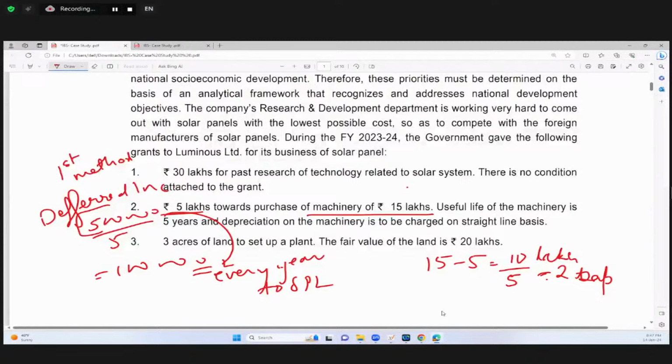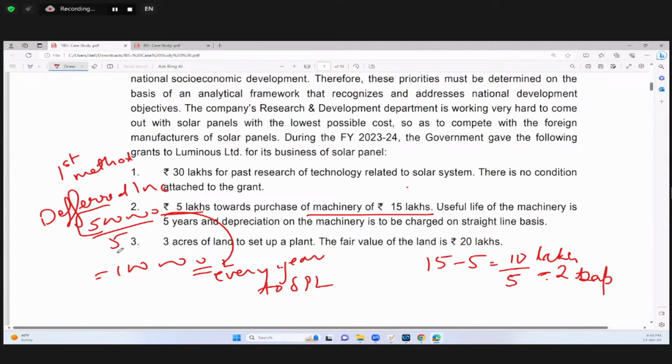So again, we are coming back to the case study, and in the case study, we have solved the first point where we are saying that since no condition was attached, 30 lakh will be immediately recognized to P&L. In the second case, the second grant, there are two ways given in Ind AS 20. You must have already studied this. Even if you go through Saransh, I'll navigate you to Saransh, because many of the students while the PMM was addressing were asking where Saransh is given in the BOS Knowledge Portal. So I'll take you to the BOS Knowledge Portal also and show you where Saransh has been given.